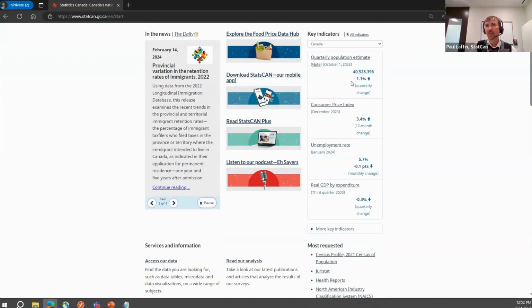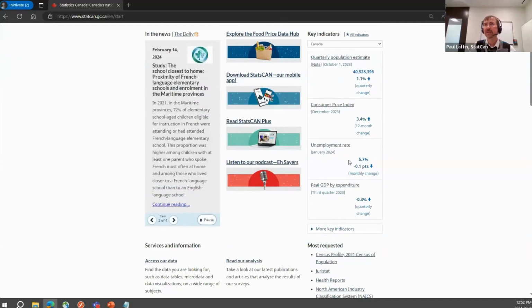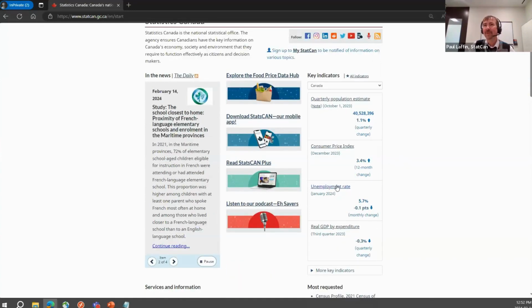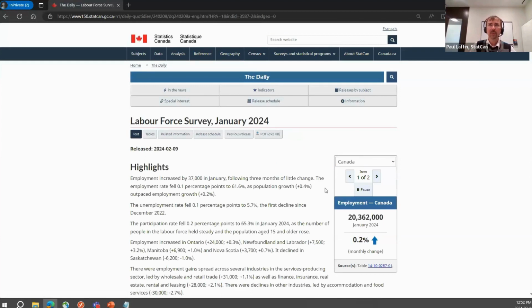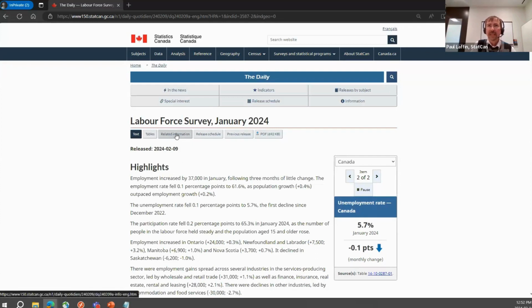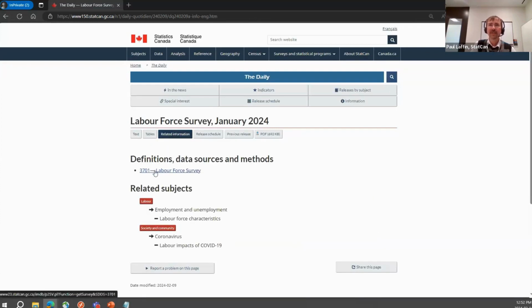There's only four shown here, four key indicators. None are housing related, but that's okay for now. When you click on unemployment rate, that'll bring you to the most recent release of what we call The Daily on the labor force survey, which is on February 9th, last week. From there, if you click on related information, it tells you that the source of this data is the labor force survey. So click on that.